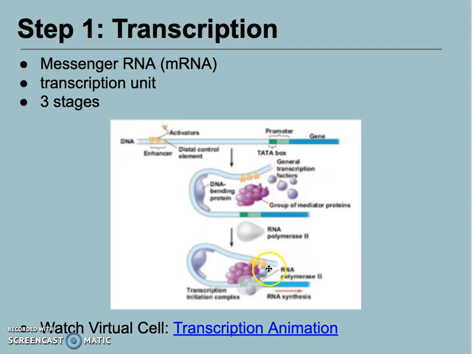Now, the last term that I want you to know is the transcription initiation complex. So the transcription initiation complex is composed of these transcription factors. You can see them right here. And then you can see the DNA, and then these mediator proteins. The purpose of that complex is to allow for the binding of the enzyme that's responsible for building the RNA. And that's just RNA polymerase.